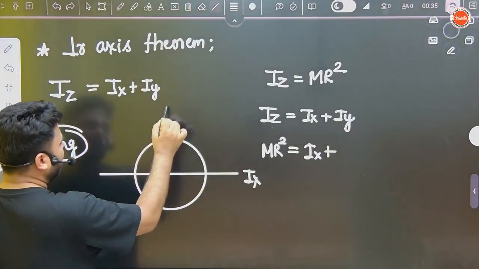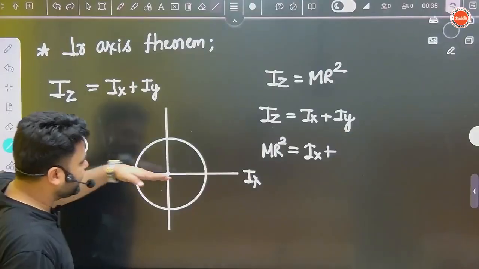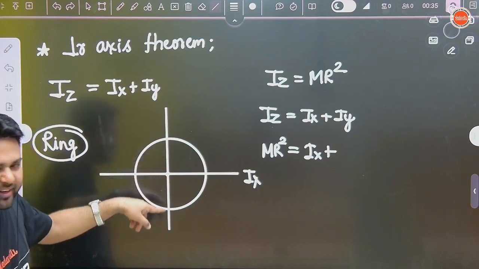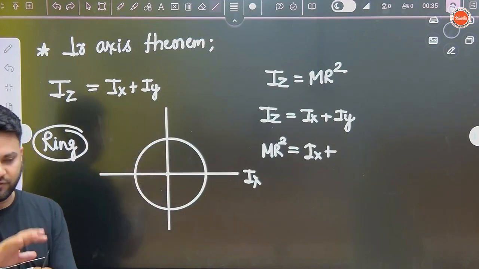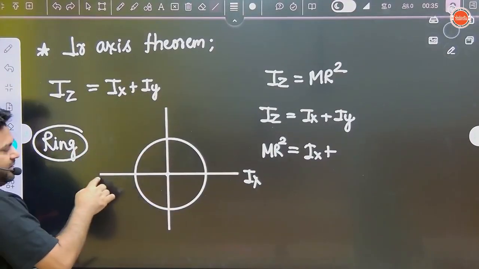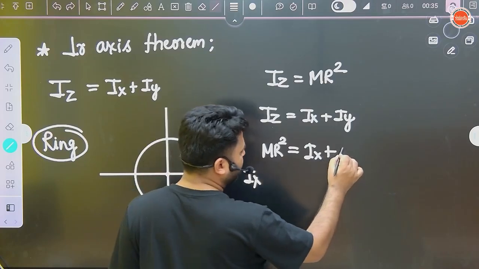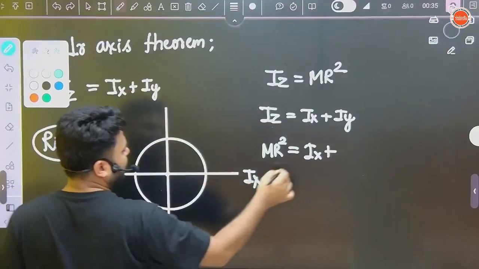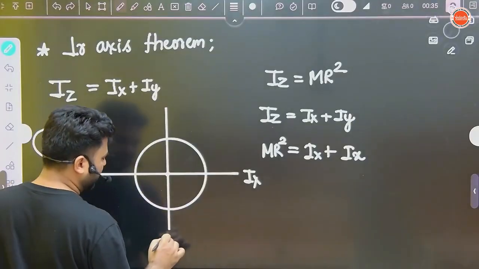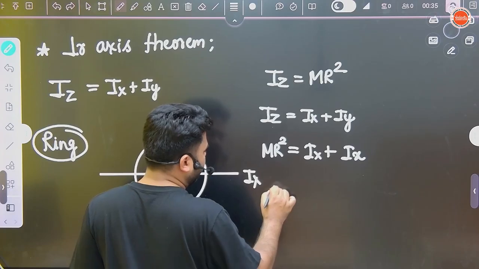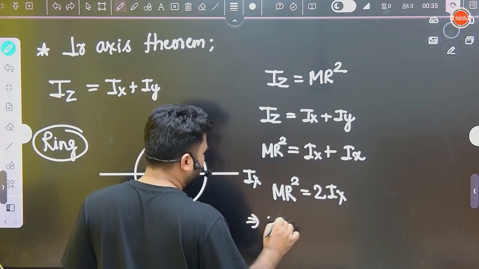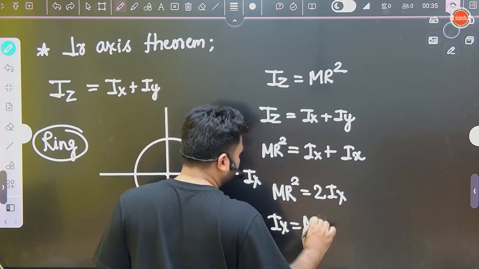See, x and y axis are almost the same now. This is x axis. This is passing through the center and diameter. This axis is also passing through the center and diameter. They are almost the same. If you see like this, this is x axis, this is y axis. If you see like this, this will be x axis, this will be y axis. So they are almost same. Ix and Iy are equal. Both are same. Moment of inertia will look same. So what we can write? mr square equals 2 times Ix. From here, moment of inertia about x axis will come mr square by 2.